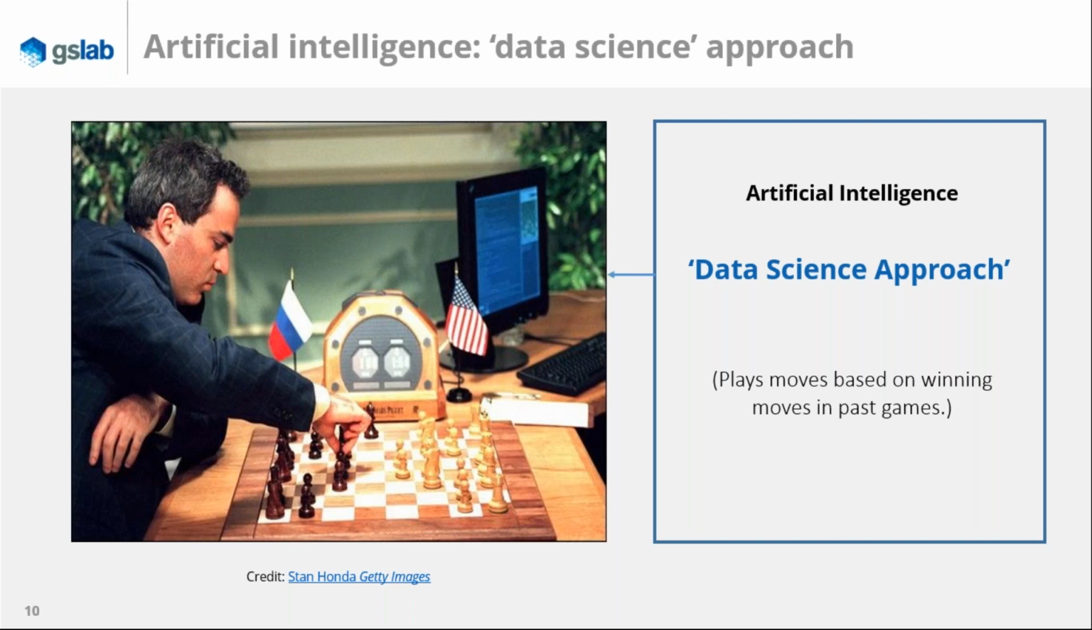And if it finds that there are n number of games that match this particular game that is in progress, and let's say it finds that 9 out of 10 times when a particular user played a particular move, that player won the game, it then plays that particular move in this game as well. So what the AI system is doing here is using the power of the past games and playing the moves accordingly. So this is what the data science approach for AI is.